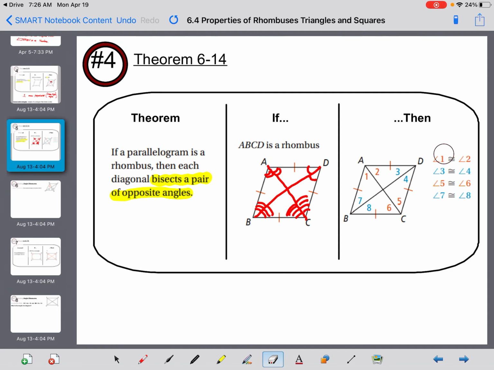So make sure you fill in your highlighted words and you fill these angles in that are congruent, because these are the rules that you're going to need to remember.